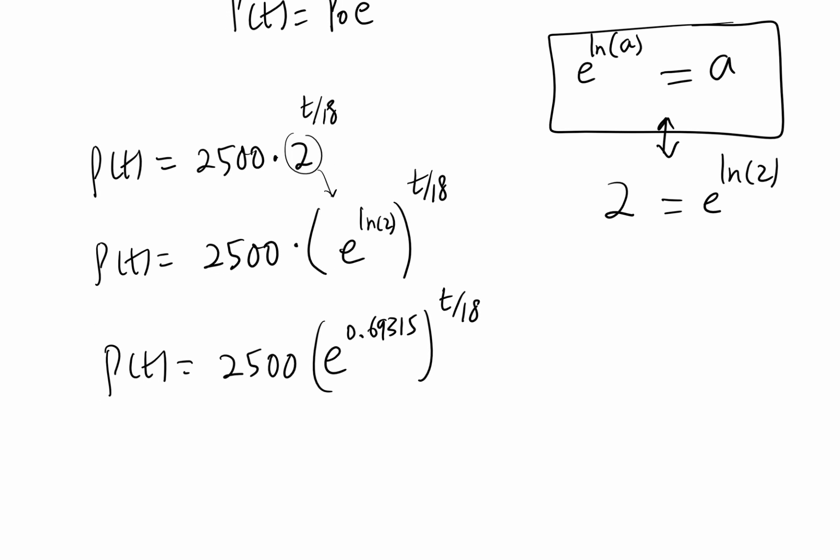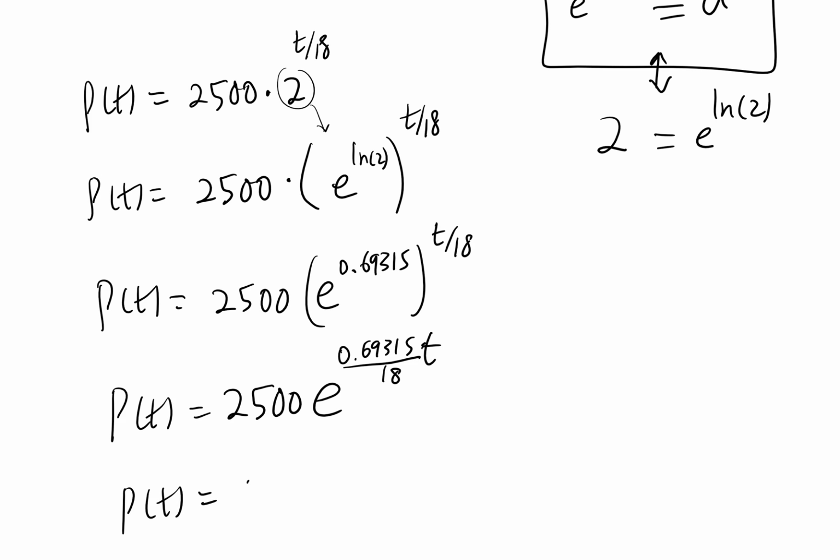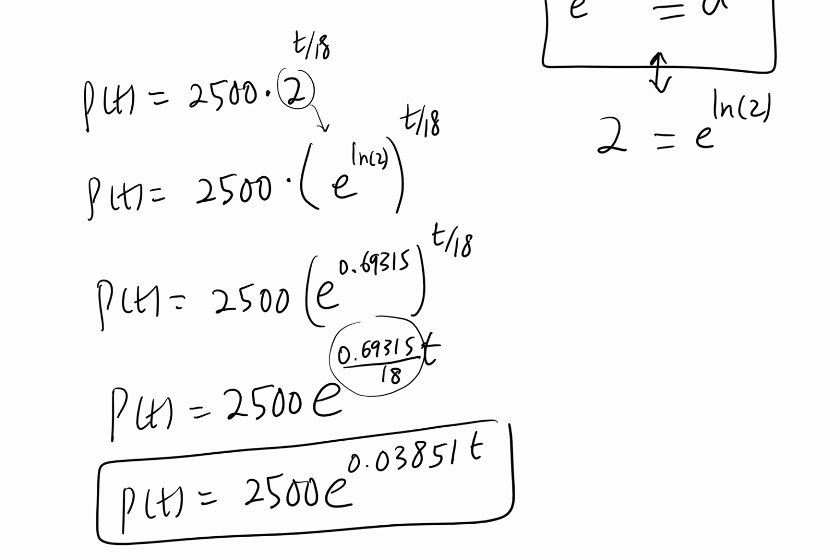Then watch how we finish this up. 2500 e to the 0.69315 times t over 18, so 0.69315 over 18 times t, like that. And if you calculate this out, you get P of t equals 2500 e to the 0.03851 t, if you do this division. So I was able to rewrite that in this form.